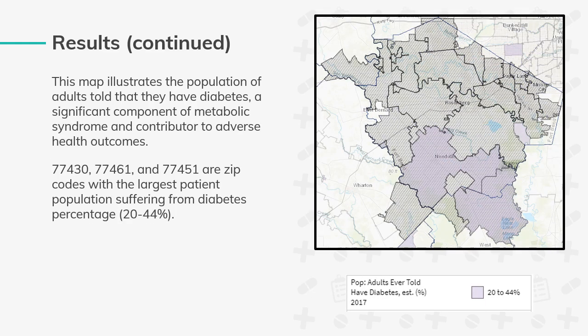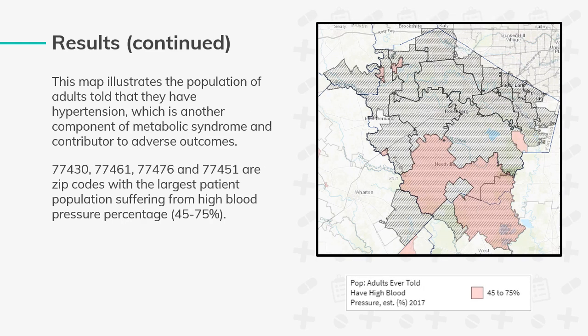This map shows the zip codes with adults who were told they had diabetes. As I mentioned earlier, diabetes is one of the conditions under metabolic syndrome and can cause a variety of health complications. Here, we see some underserved areas with a prevalence of 20 to 44% of diabetes, an important public health concern.